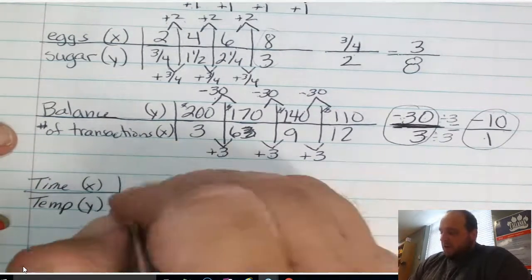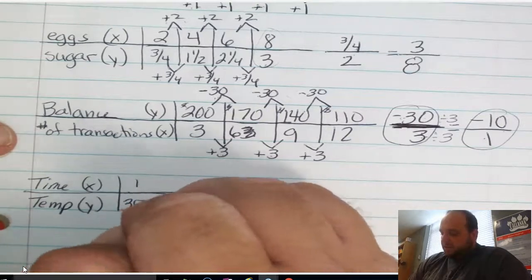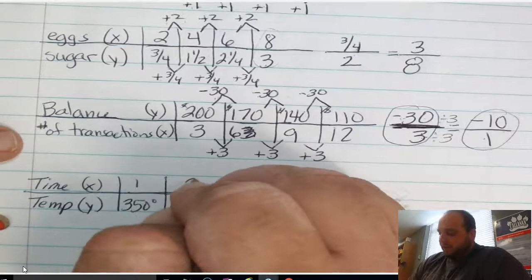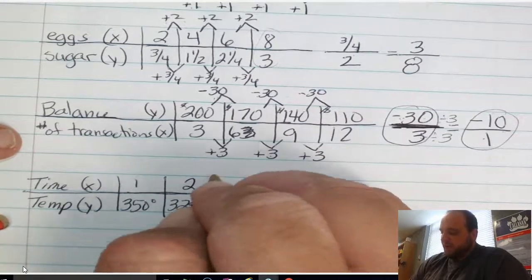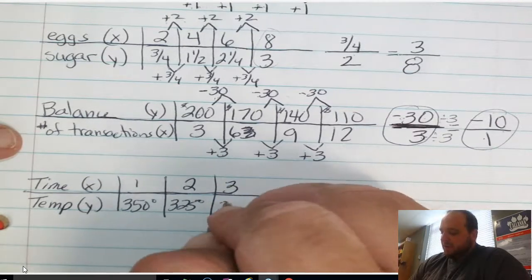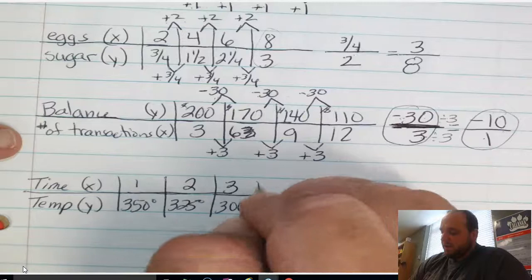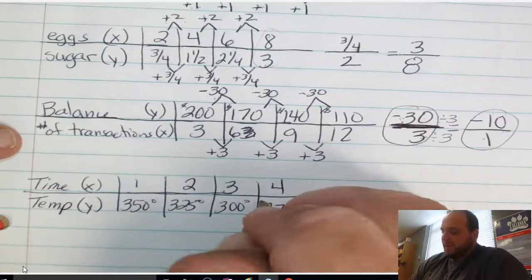So when I take something out after 1 minute, it's 350 degrees. So it's a little warm. After 2 minutes, I notice the temperature has dropped to 325 degrees. After 3 minutes, I notice it has dropped to 300 degrees. After 4 minutes, it's dropped to 275 degrees.